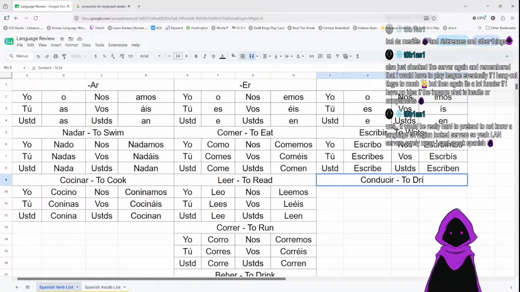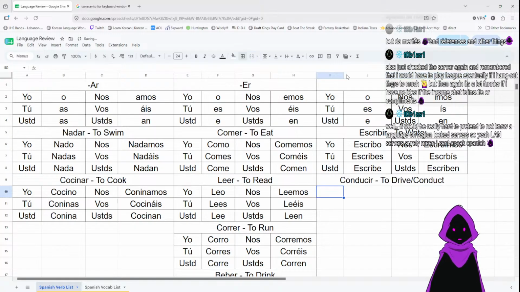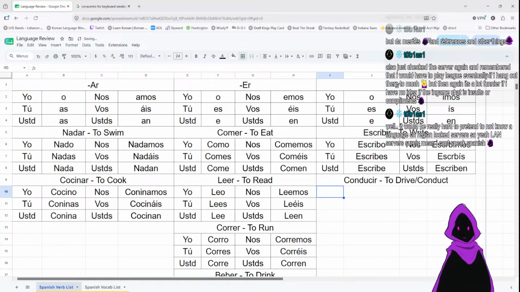Conducir, to drive or conduct. Now, this one gets rather long. I think it's longer than this. It's going to be our forms.